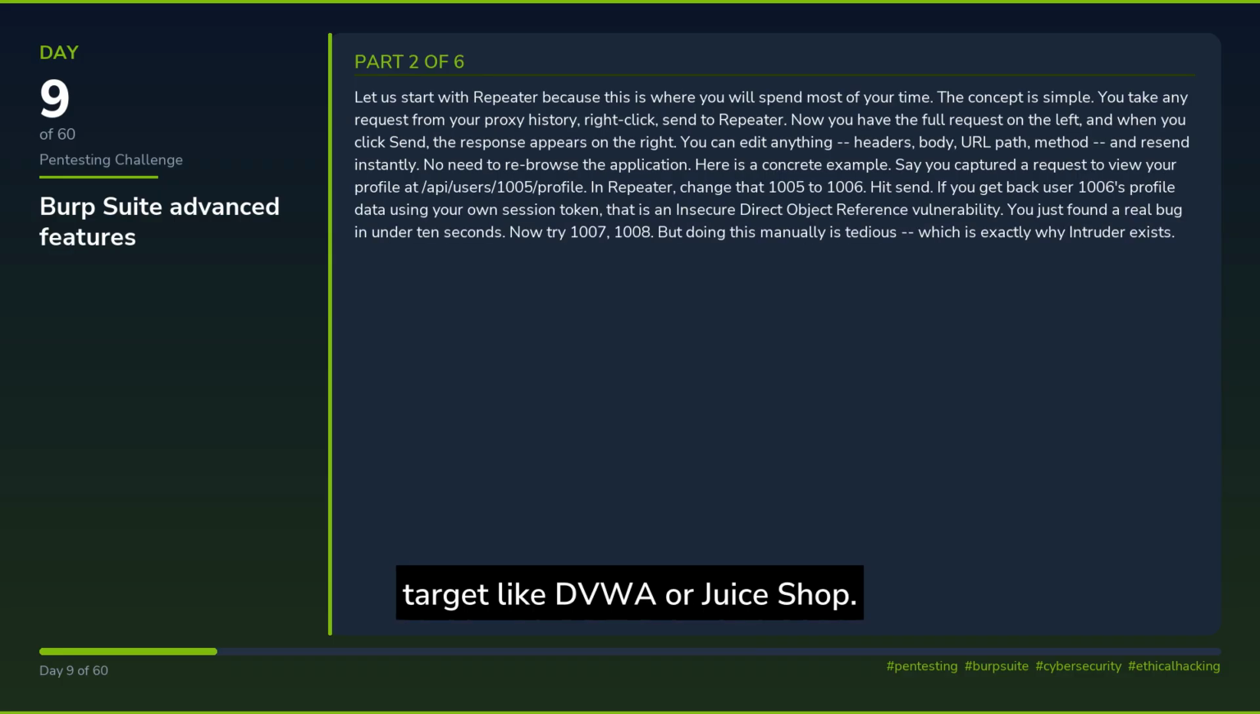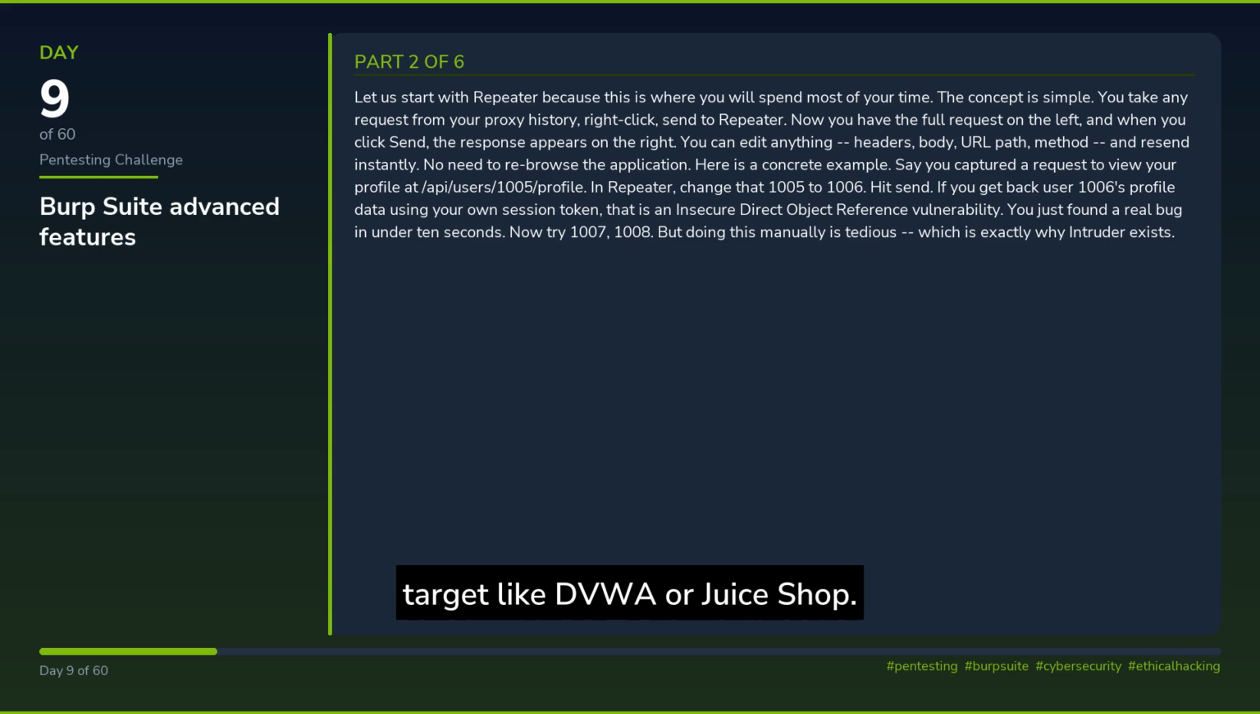Let us start with Repeater because this is where you will spend most of your time. The concept is simple. You take any request from your proxy history, right-click, send to Repeater. Now you have the full request on the left, and when you click send, the response appears on the right. You can edit anything, headers, body, URL path, method, and resend instantly. No need to rebrowse the application.